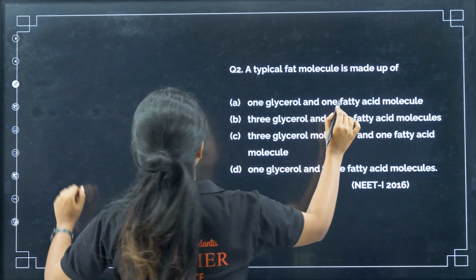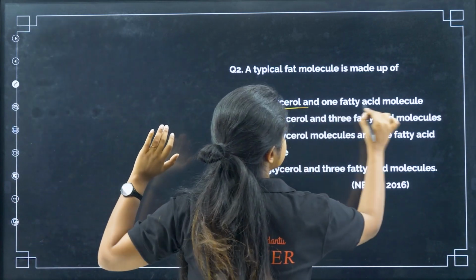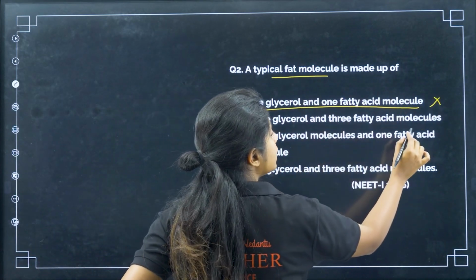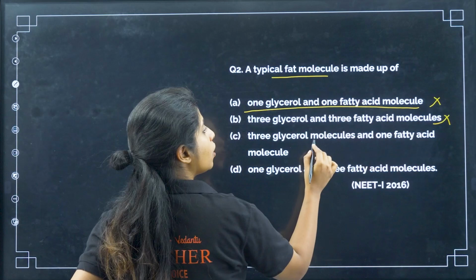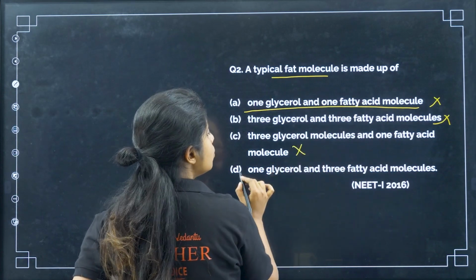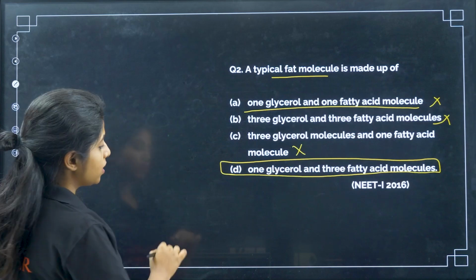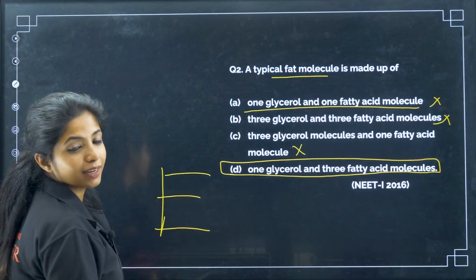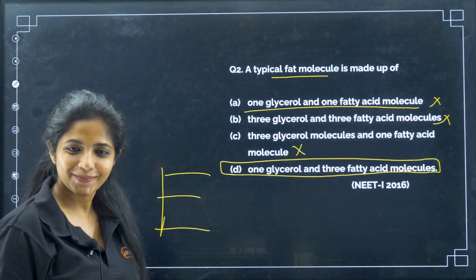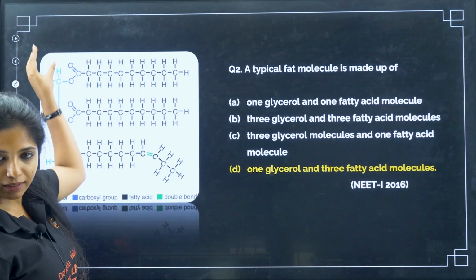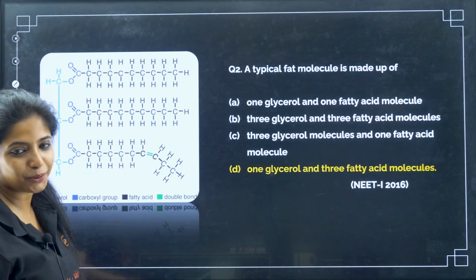So, 1 glycerol and 1 fatty acid molecule would be a wrong answer. That is not how a typical fat molecule looks, right? 3 glycerol and 3 fatty acid molecules, no. 3 glycerol molecules and 1 fatty acid molecule, no. 1 glycerol and 3 fatty acid molecules, yes. There will be 1 glycerol and attached to it will be 3 fatty acid molecules. Cool? Yes. So, this is how it looks. Glycerol and 3 fatty acid chains that you have.